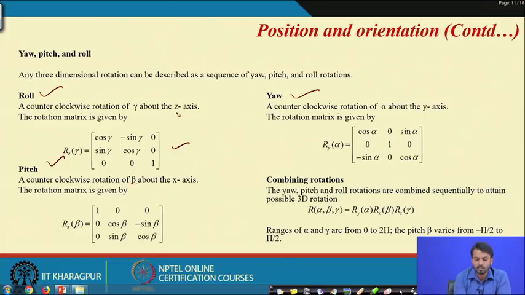So, in the three different kinds of rotation, that means roll, pitch and yaw, you have to consider, first, the z axis in roll, the x axis in pitch motion and the y axis in the yaw motion. If you are combining the rotations, then yaw, pitch and roll rotations are combined sequentially to attain a possible 3D rotation. So, R of alpha, beta and gamma can be represented as Ry(alpha), Rx(beta) and Rz(gamma). The ranges of alpha and gamma are 0 to 2 pi and the pitch varies from minus pi by 2 to plus pi by 2.